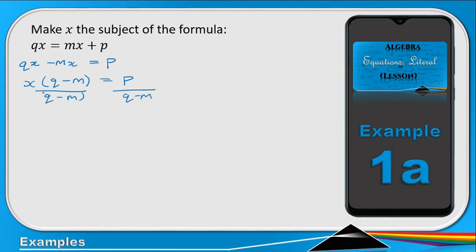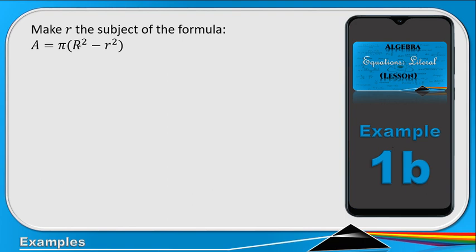Then this will cancel, and you will be left with x equals p over q minus m. So now x is the subject of the formula. And in cases where you have scientific values, you can substitute in your values and find the value of x.